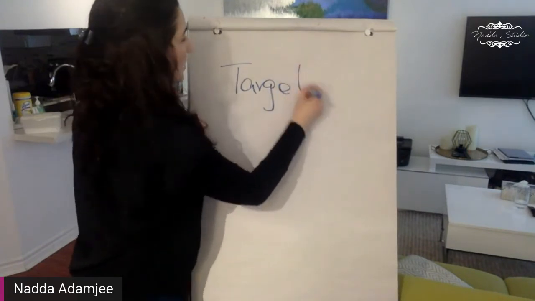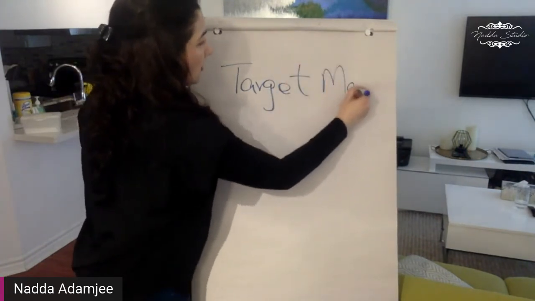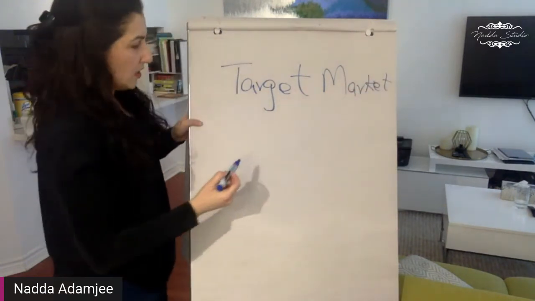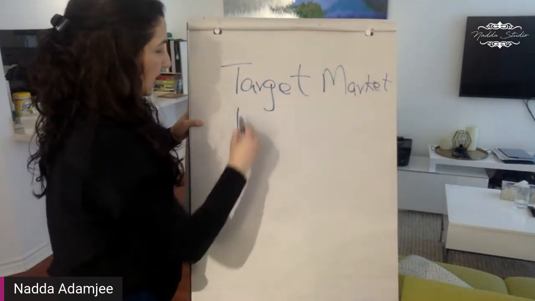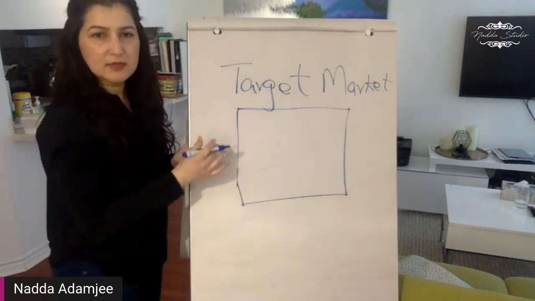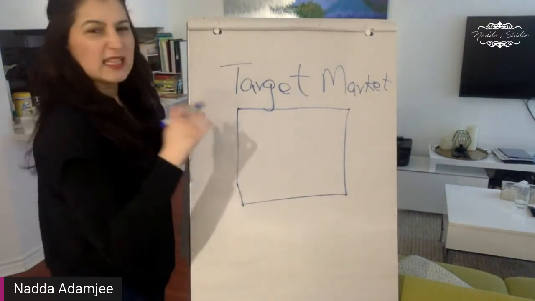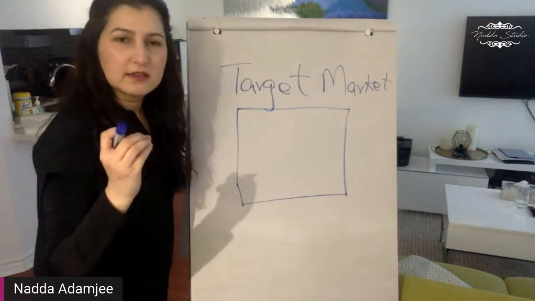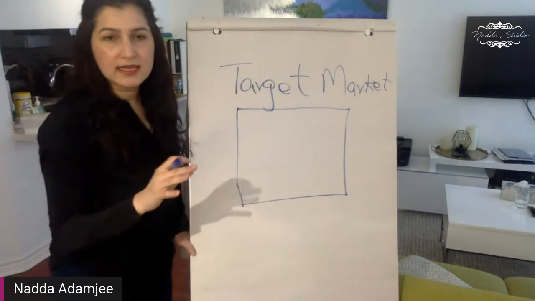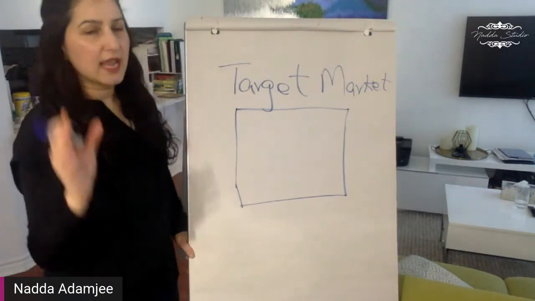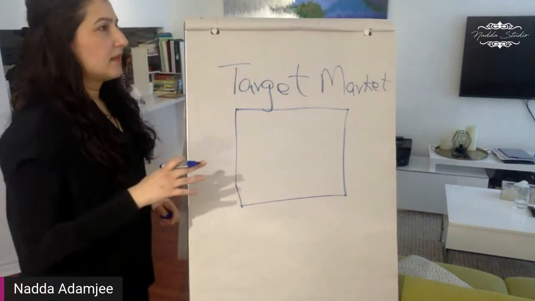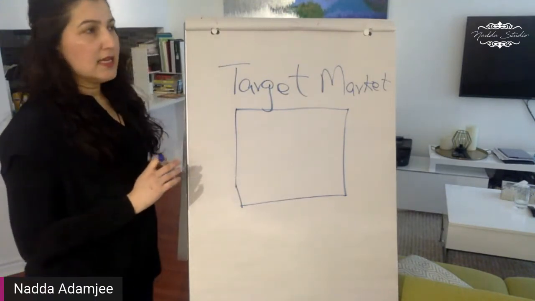Can you see? Yes. Okay, so this is your target market. Let's say your target market is this chunk. Who is your target market? You have to look at the psychographics and the demographics. Demographics are all the things that are facts, like their age, their gender, their education, their income level, where they live, and things like that.